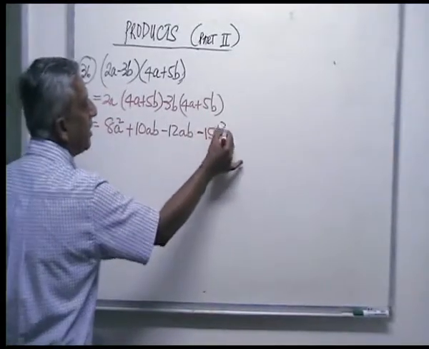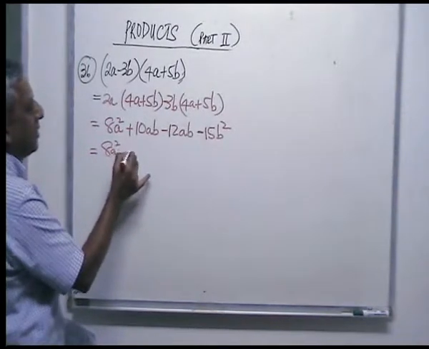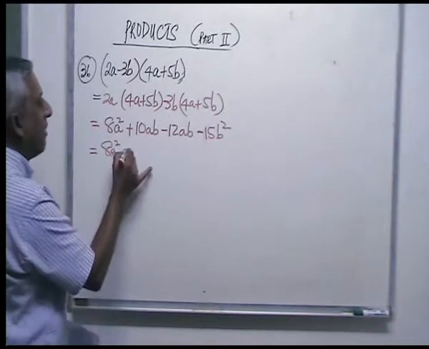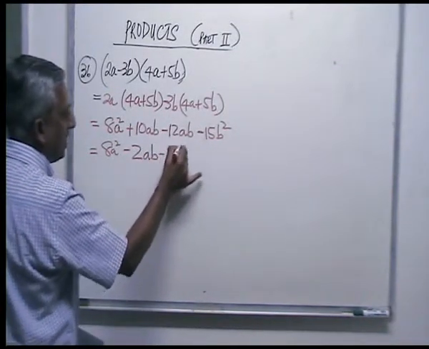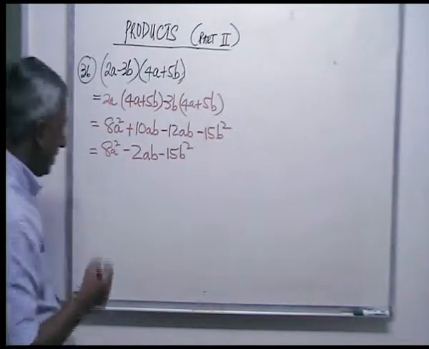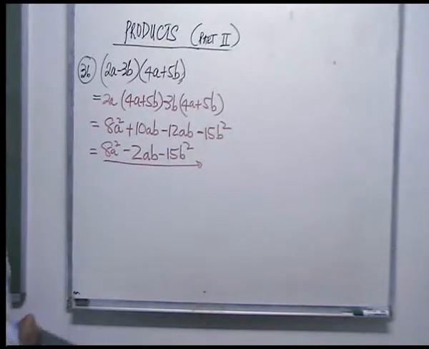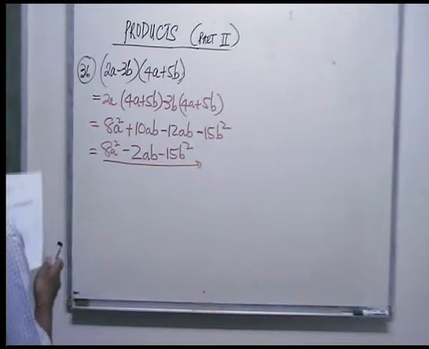B times b gives you b squared. So that's 8a squared. Now 10 plus 10 and minus 12 will give you minus 2ab minus 15b squared. So that's your answer for number 36. We'll move on to number 37.